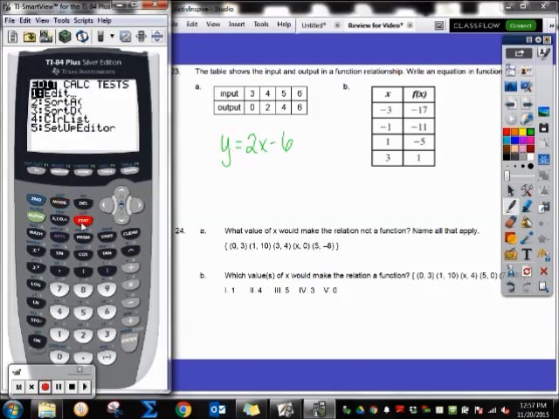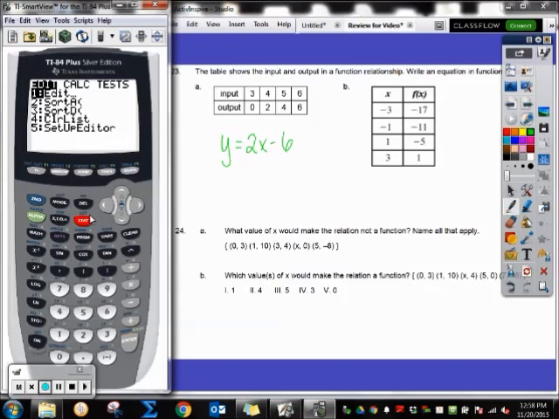So I need to go to stat edit, because I need to put in my new numbers, and I'm just going to type over. So -3, -1, 1, 3. And then we have -17, -11, -5, and 1. Then I have to go through, actually I see a mistake. I accidentally hit too many 1s. Make sure they're right, double check my table.